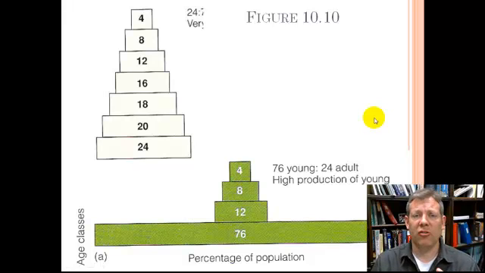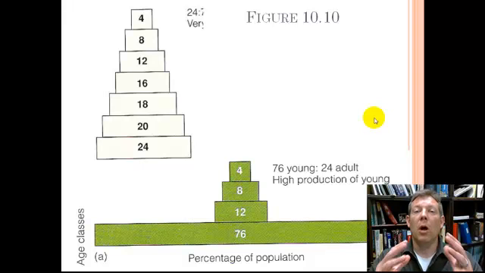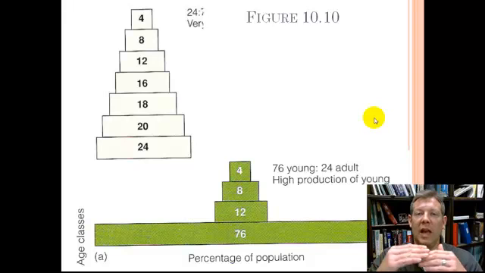The thing about populations is that if they're in a steady state, then the ratio of one age class to the other won't change. And so the pyramids will retain their shape. They'll just get fatter. You can add more organisms. The population can grow, but the ratios between the age classes will stay the same if the population is in steady state.